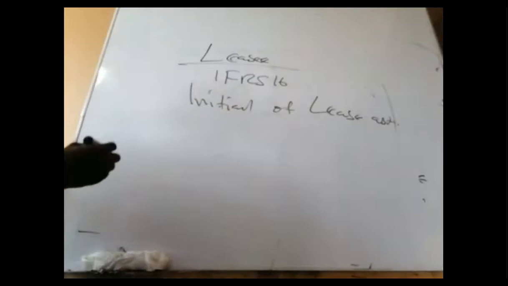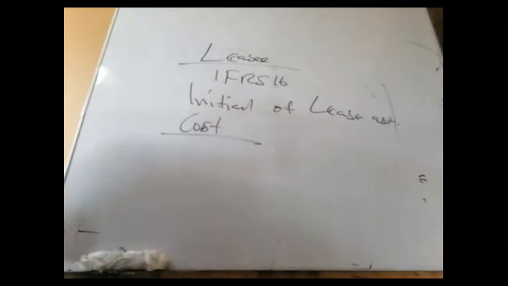The cost comprises, number one, the amount of the initial measurement of the lease liability. I like that. Please, and please again, this is slightly different from what we were using in IAS 17. IAS 17 was just the fair value, the fair value of the asset, that's your cost. But here we have changed that. You have to do a lot of issues.